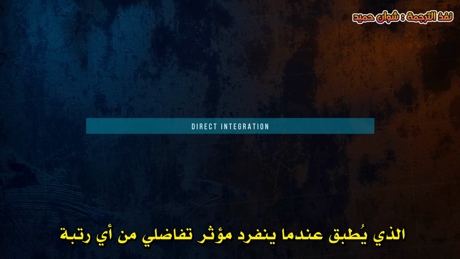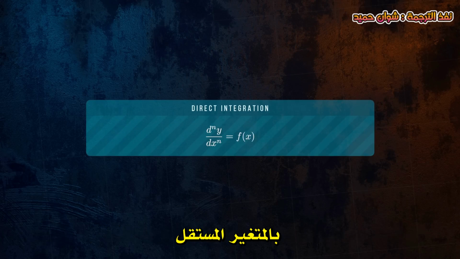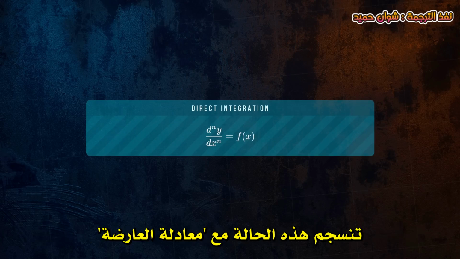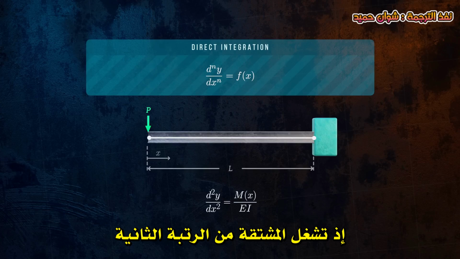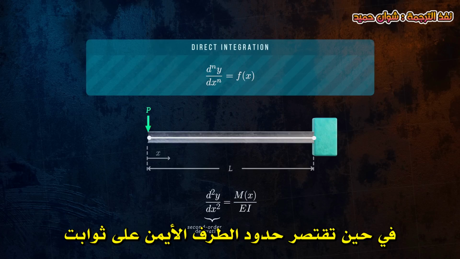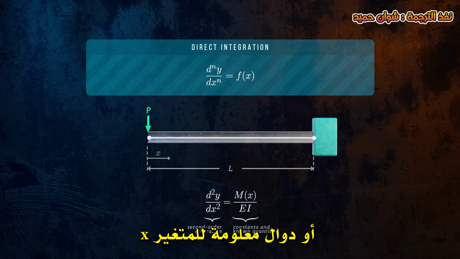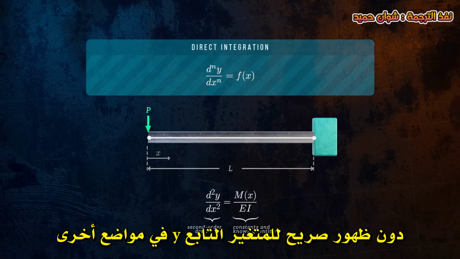Direct integration is used when a derivative of any order appears by itself on one side of the equation, and the other side depends only on the independent variable. This is the case for the beam equation, because the second-order derivative is on the left side of the equation, and the terms on the right are either constants or known quantities that depend on x. In other words, the equation only contains one derivative term, and the unknown variable y doesn't appear separately.